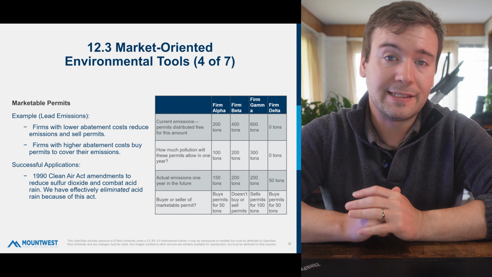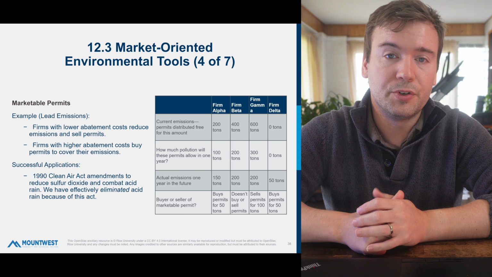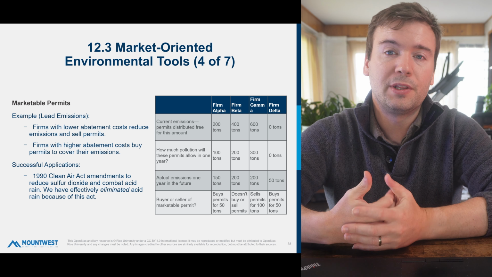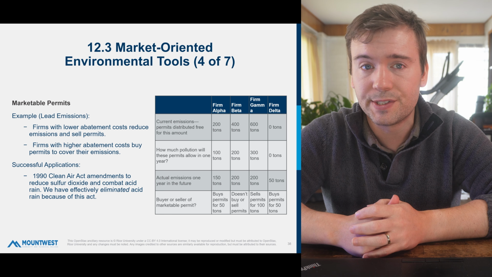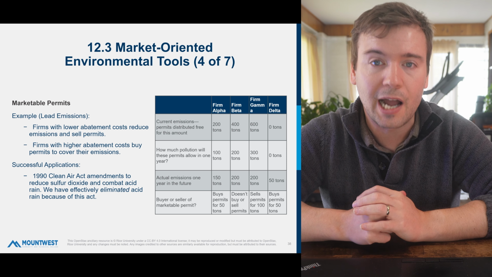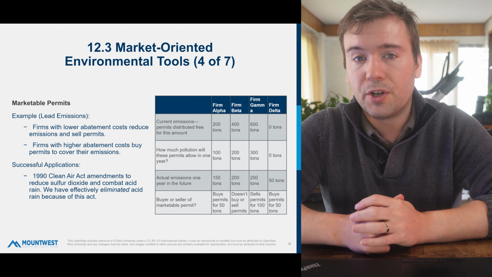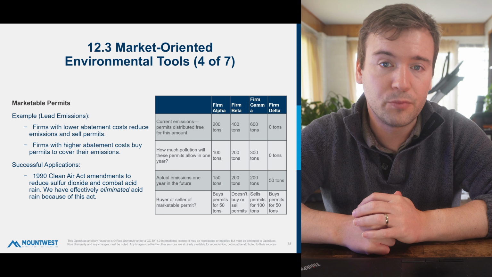So a classic example of a successful application of marketable permits is in reducing lead emissions. Firms with lower abatement costs found it profitable to reduce their lead emissions significantly and then sell their excess permits to firms who faced higher reduction costs. This resulted in the overall target for lead reduction being met in a cost-effective way.